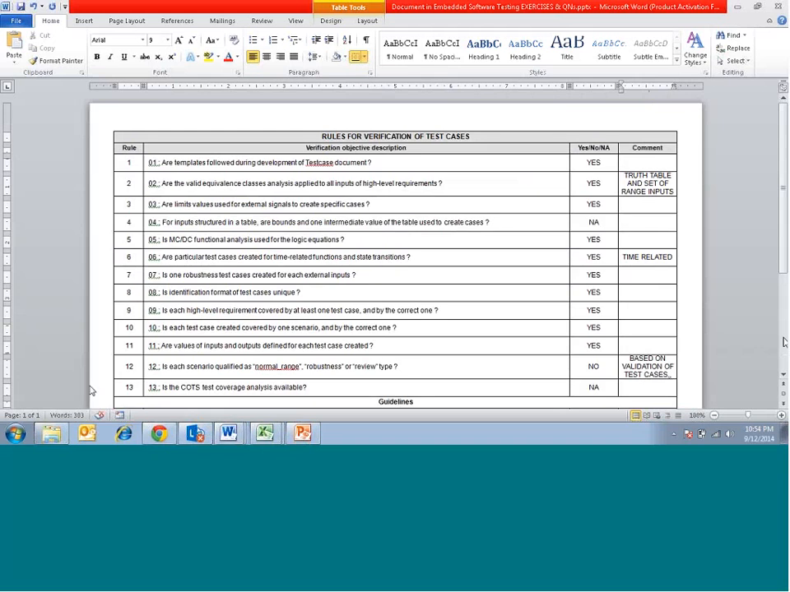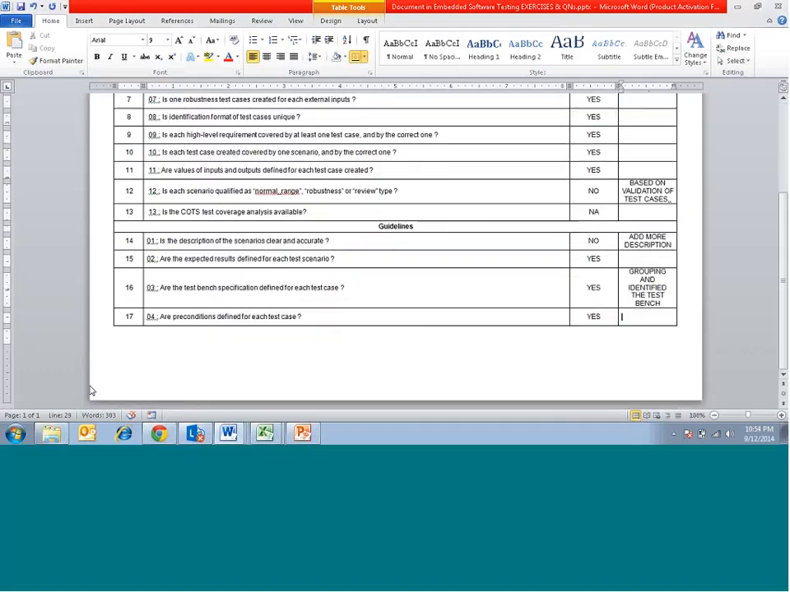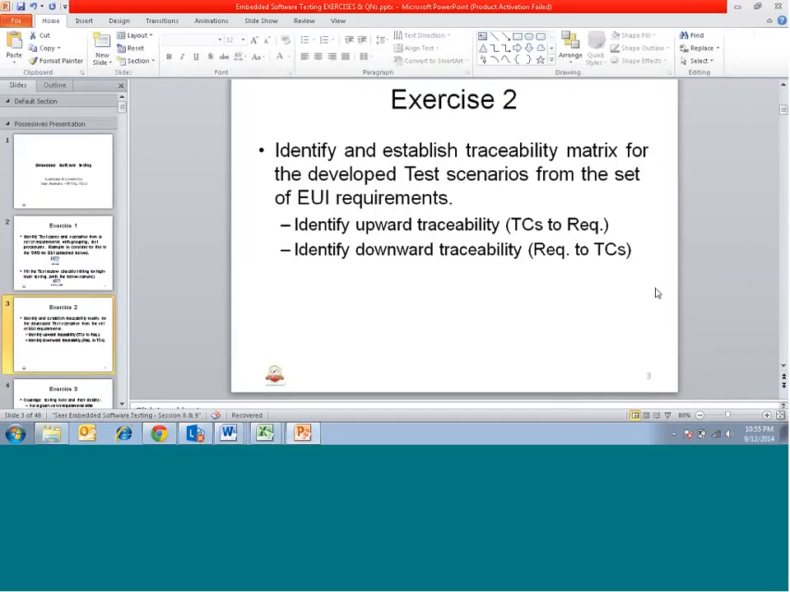Traceability will continue in the next practical session, in terms of upward traceability and downward traceability. So as I said, from test cases to requirements is called upward traceability. Downward traceability is requirement to test cases. Okay.